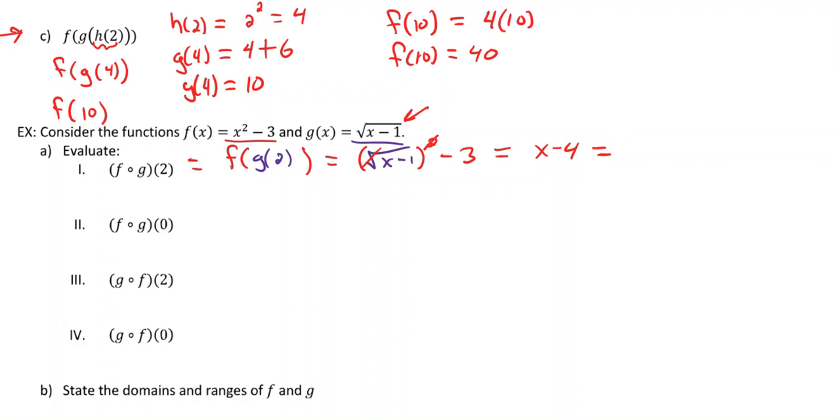Okay, so then we're just going to put in 2 for that. So we end up getting 2 minus 4. So we get negative 2.